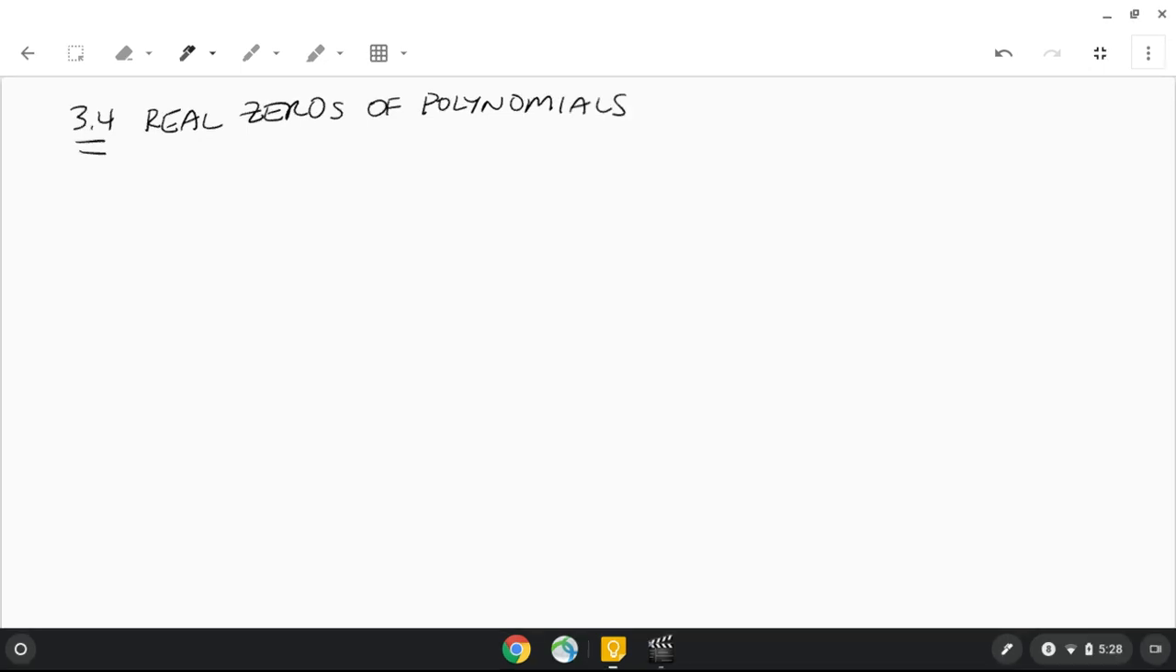All right, so 3.4, real zeros of polynomials. We're going to be looking back again at graphing higher degree polynomials, but this time they aren't so easy to find the zeros at the beginning because they're not factorable, so we need to use our synthetic division to find those zeros. And remember, zeros are the same as the x-intercepts. Okay, so we are going to start with the rational zero theorem.